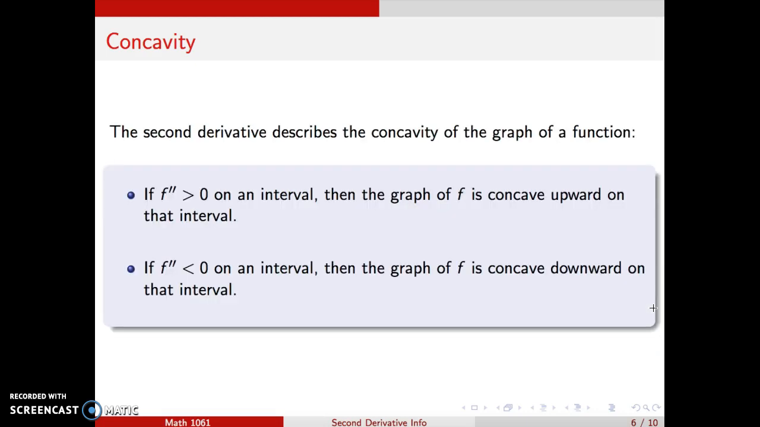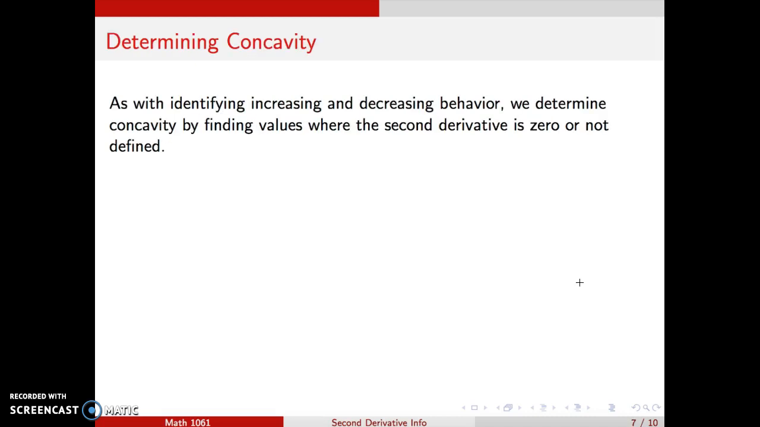Alright, so second derivative describes concavity in this sense. If the second derivative is positive, then the graph is concave upward. If the second derivative is negative on an interval, then the graph is concave downward on that interval. Alright, so the way we're going to tackle this is, just like we did with increasing and decreasing behavior, we're going to try to find values where the second derivative is 0, or not defined.